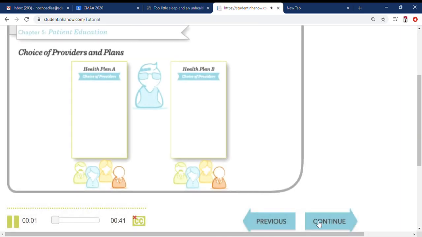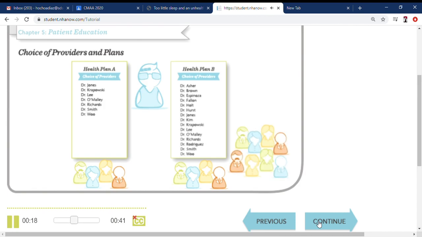Choice of providers and plans. Make sure that patients are aware that depending on their health plans, there can be some limitations on their choice of providers. For example, some health plans require that patients choose providers from a network, and some networks are more extensive than others. But if a patient likes a provider, she has the right to continue seeing that person.